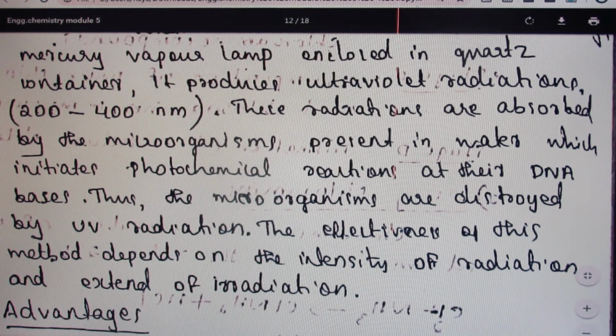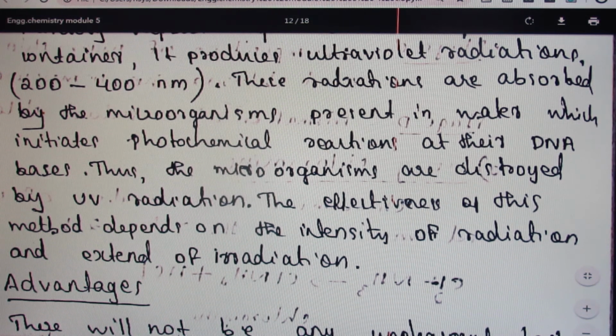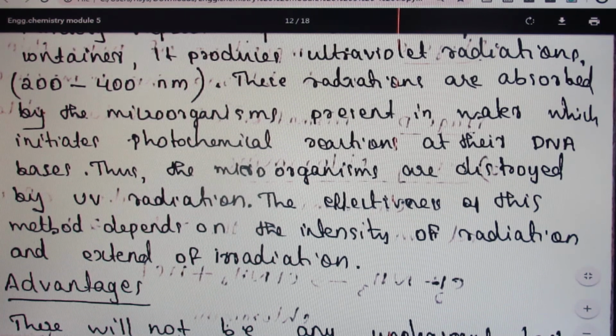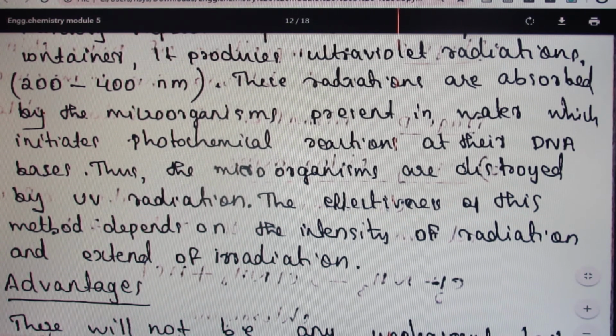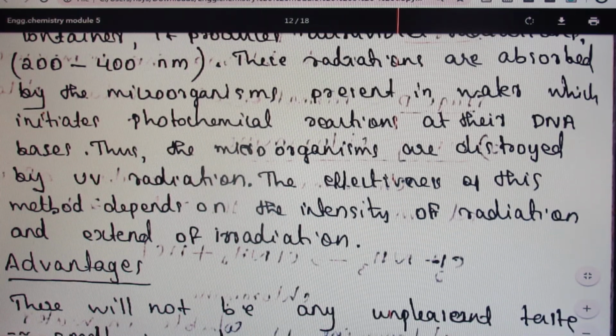So, in the UV method, we can use the wavelength region 200 to 400 nanometer for disinfection purposes. This UV radiation initiates the photochemical reactions and destroys the microorganisms. Its effectiveness depends on two different factors: one is the intensity of radiation and the second is the extent of radiation.